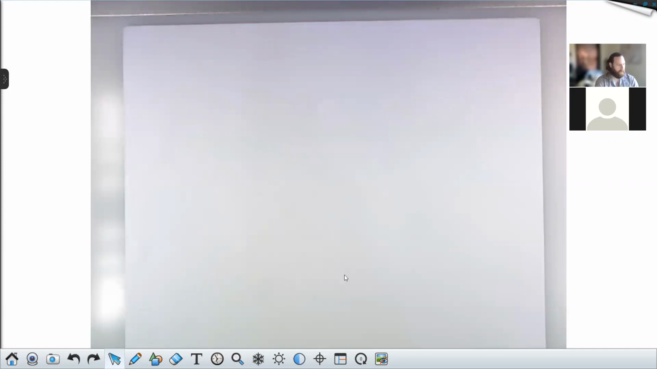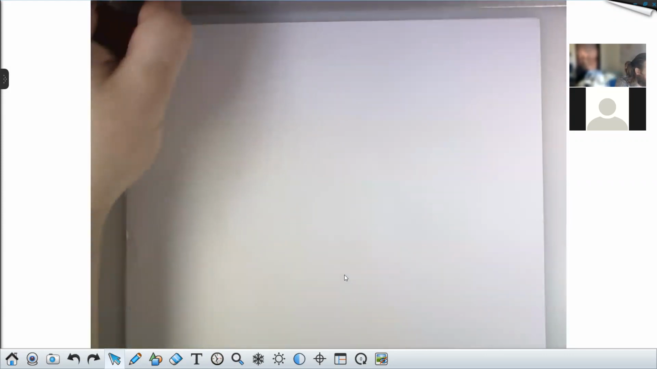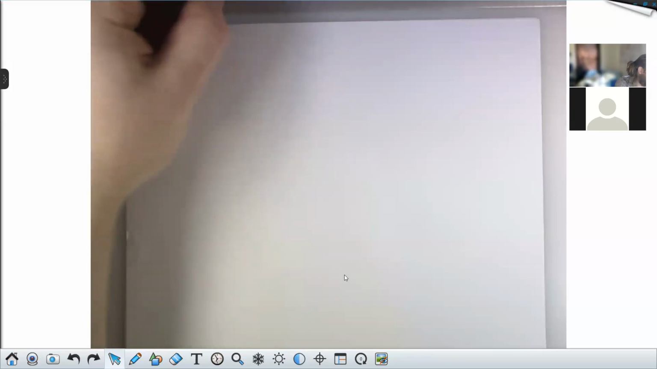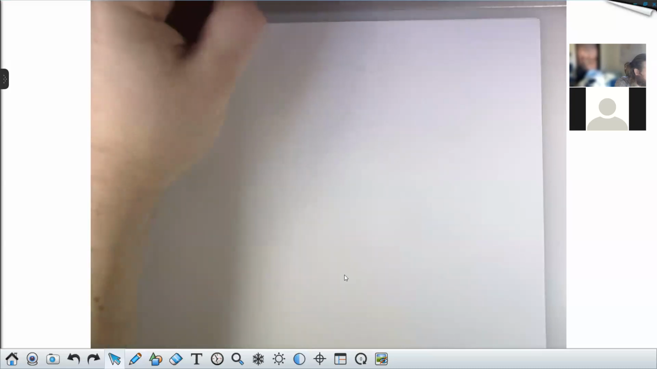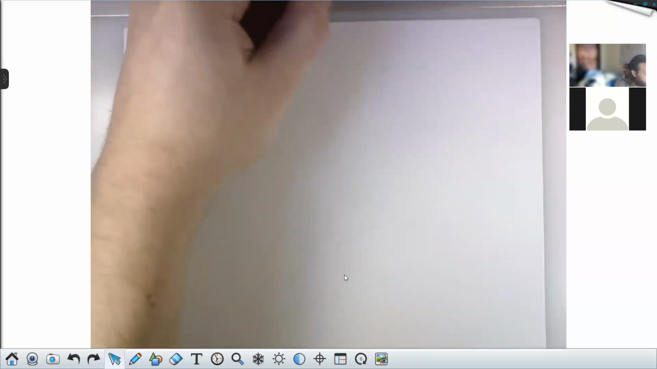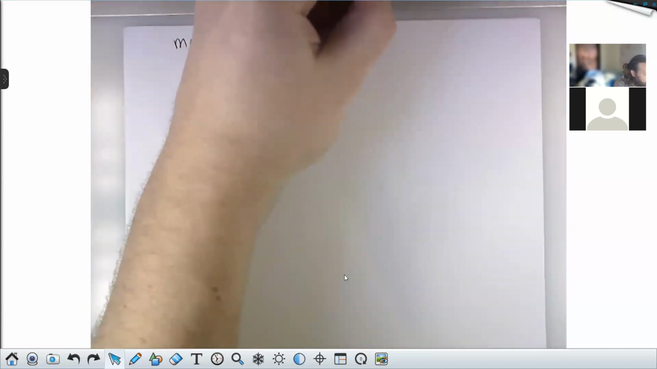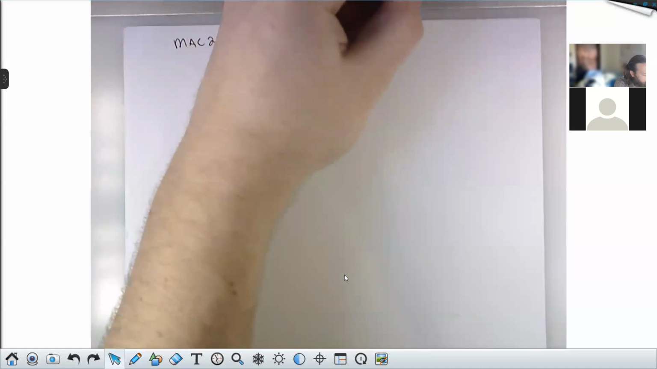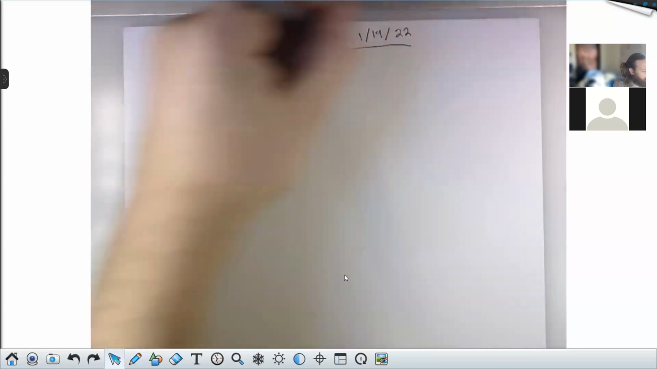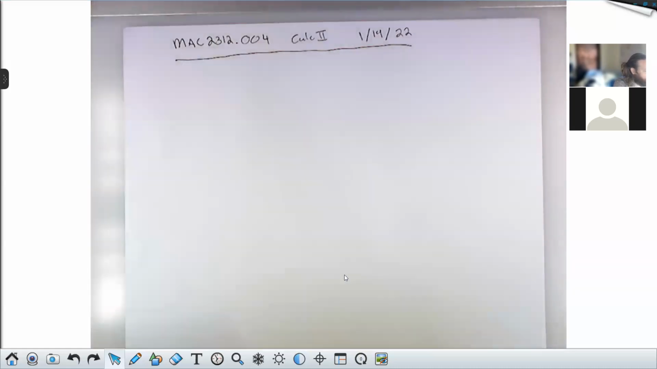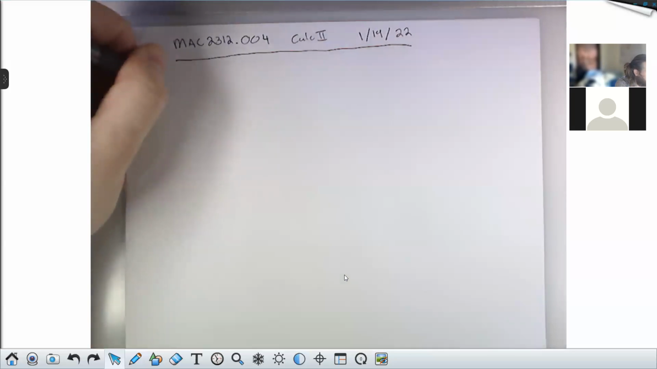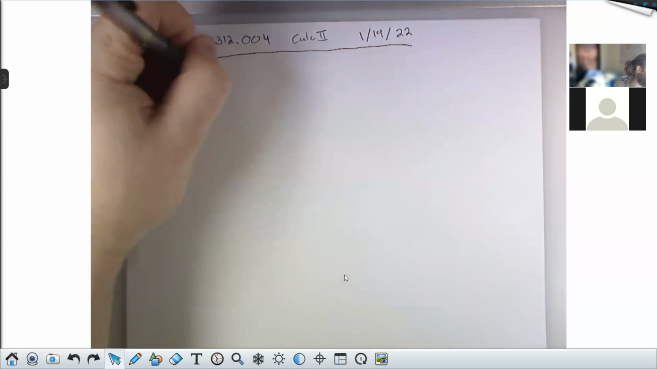Here we are. Let's get started on the actual stuff. This is MAC 2312, section 004, which is Calculus 2. Today is the 19th of January, 2022. We're talking about this concept of work.